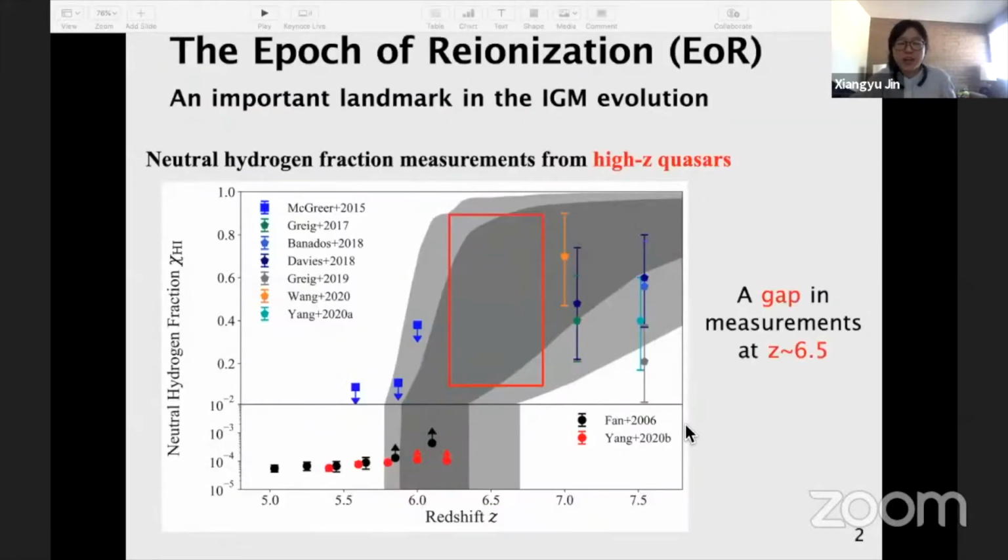Before I talk about our measurement, I want to give a very brief overview of reionization. Reionization is an important landmark in the evolution of the intergalactic medium, so it's crucial to investigate how the neutral hydrogen fraction evolves during this epoch. The neutral hydrogen fraction can be measured from high-redshift galaxies or high-redshift quasars. But in the measurements from high-redshift quasars, shown in the figure here, you can find a very clear gap at around redshift 6.5. Therefore, in our study, we want to use high-redshift quasars to constrain the neutral hydrogen fraction in this redshift range.